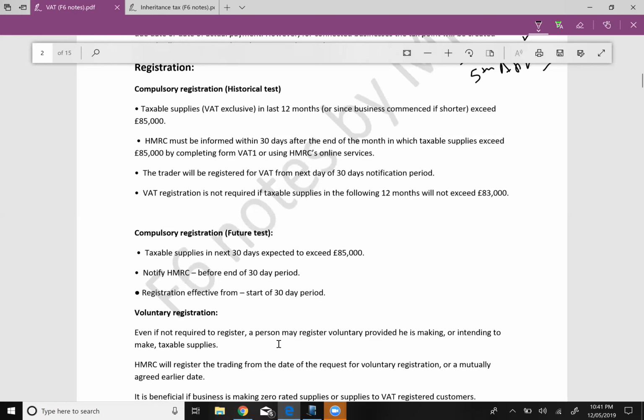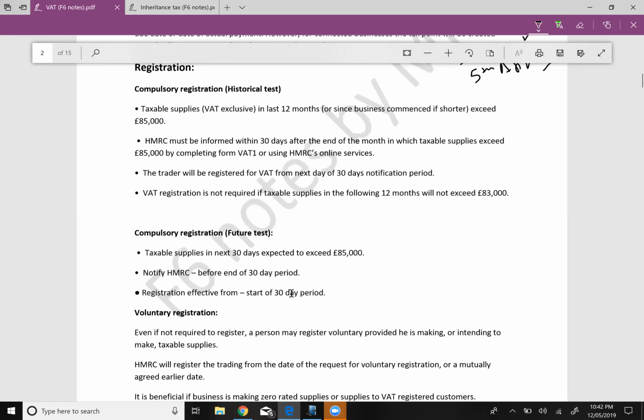Now the third one is that you can recover all your input VAT. The input VAT that you have paid on your purchases, all of that input VAT can be recovered. Only VAT registered businesses can recover the input VAT. So all businesses can't recover it. Only those businesses who are VAT registered can recover the input VAT on purchases.